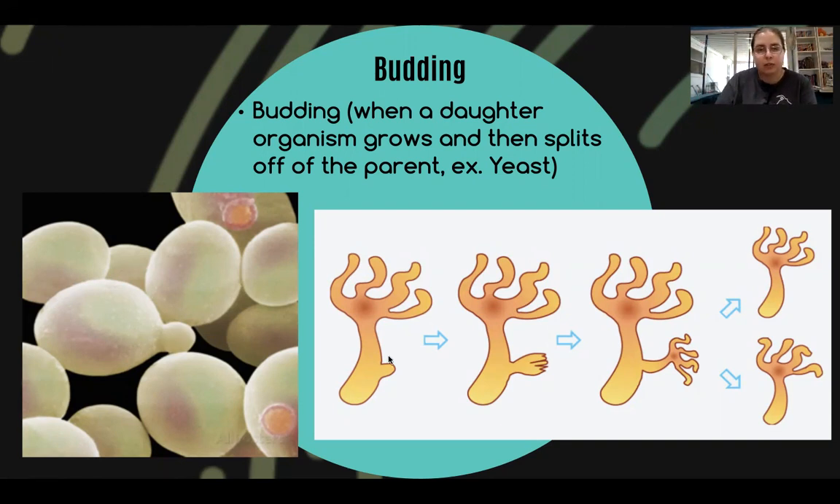We also do see this with some organisms, like simple marine invertebrates such as sponges and cnidarians. Those are coral and things of that nature. So here we have a piece of coral. It's creating this little bud. The bud develops and grows, becomes a smaller version of the organism, breaks off, grows, and now you have two genetically identical organisms.